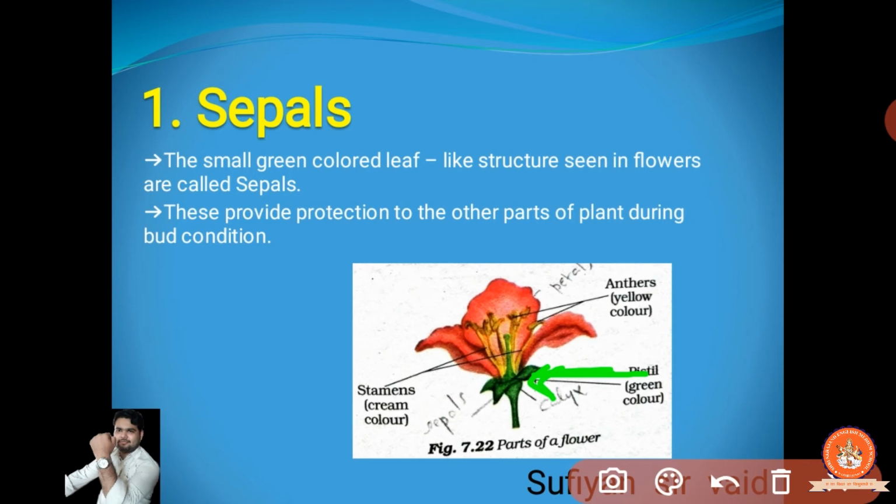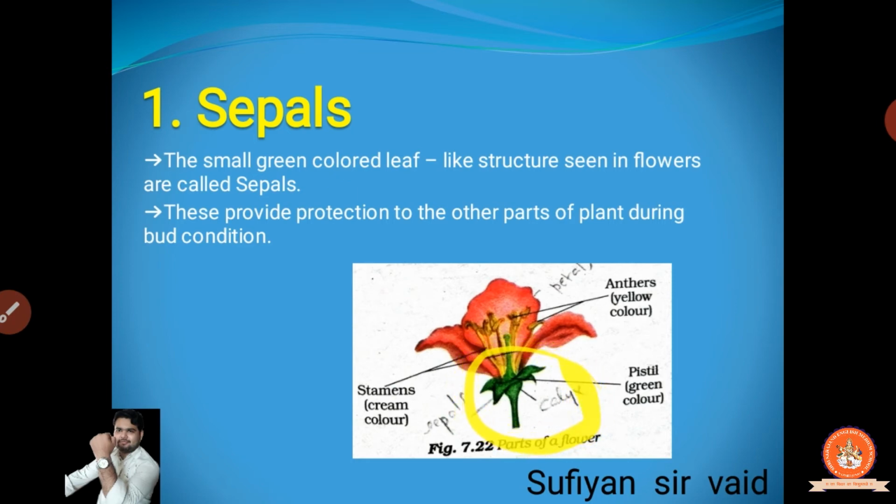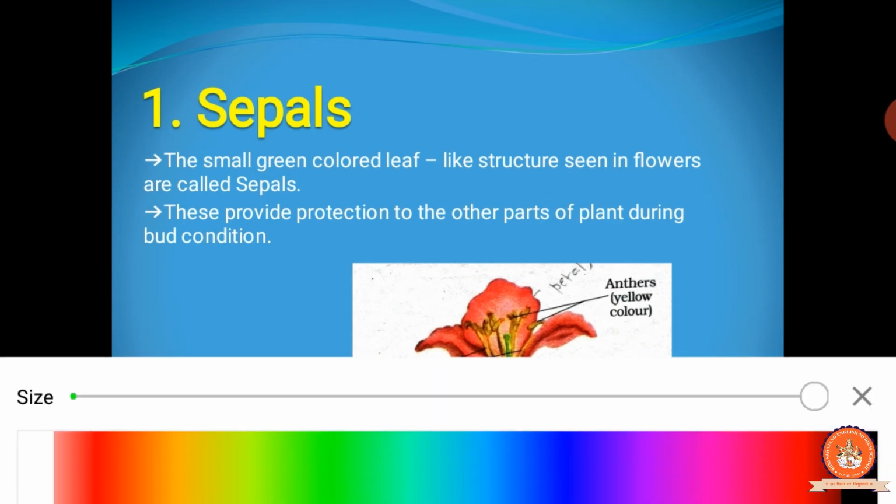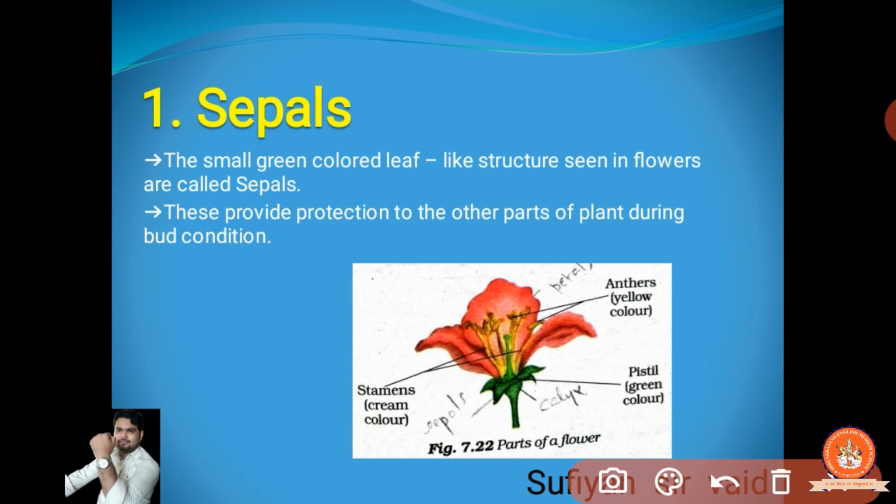So what is the definition? The small green colored leaf-like structures seen in a flower are called sepals. This is the sepal, small green colored leaves.